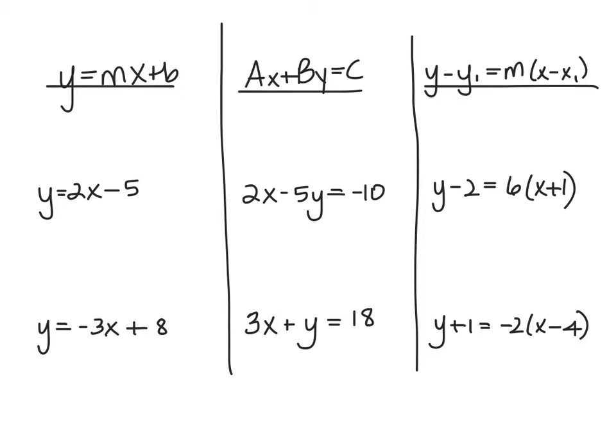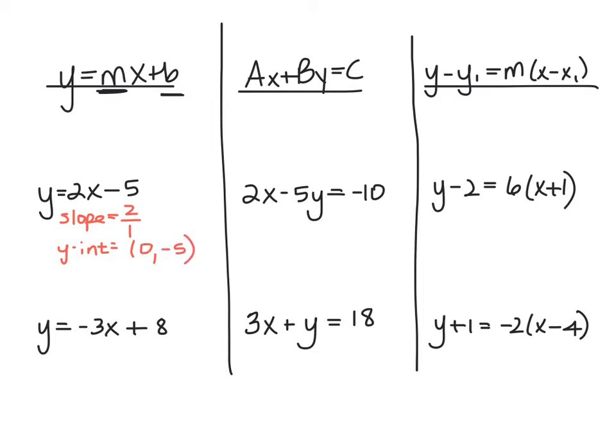So in slope-intercept form, the m gives me the slope and the b gives me the y-intercept. So I'm here in this first column. If I give you an example, y equals 2x minus 5. From that equation, you know that the slope is going to be 2 over 1 and that the y-intercept is going to be negative 5. And the best way to write that is (0, -5).